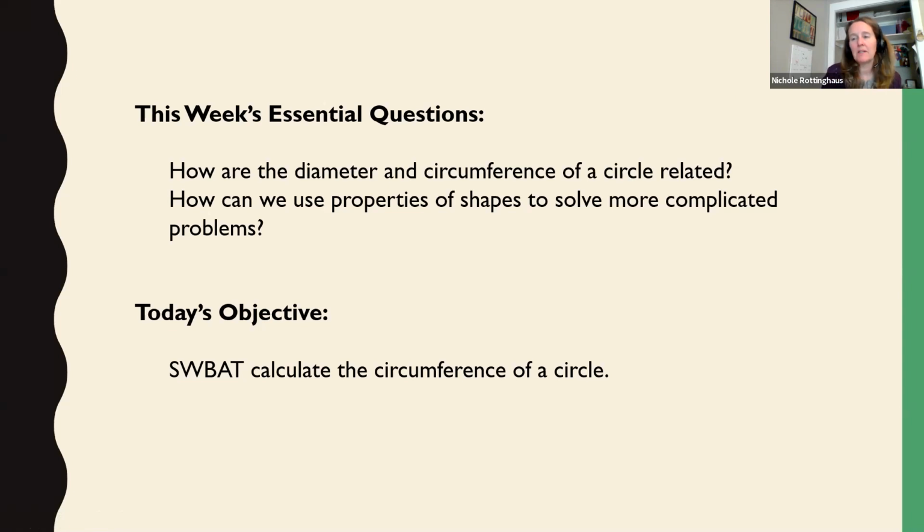And then mainly later in the week, we're going to be looking at how we can use the different properties of shapes to solve more complicated problems. We've been talking about very basic shapes. You know, we've talked about rectangles and triangles and trapezoids, and today it's circles. What happens when we have shapes that don't look just like one of those shapes, but maybe are a combination of those shapes? And so we're going to be solving problems with more complicated shapes later in the week, okay? But today specifically, we are looking at the circumference of a circle, okay?